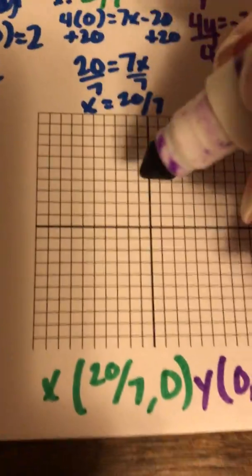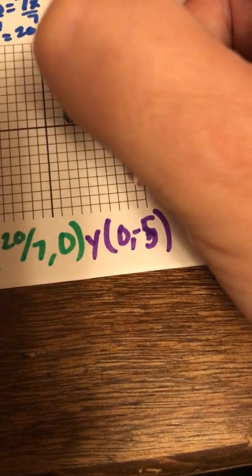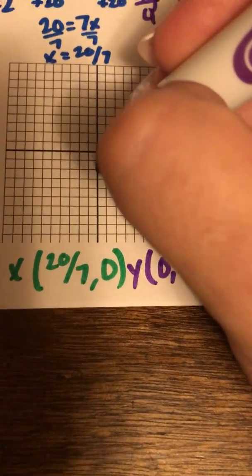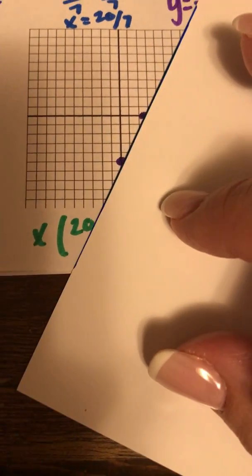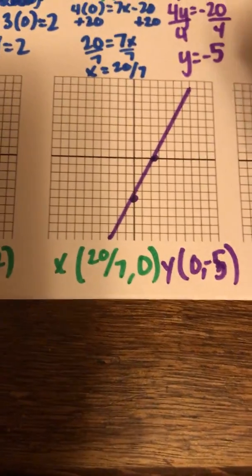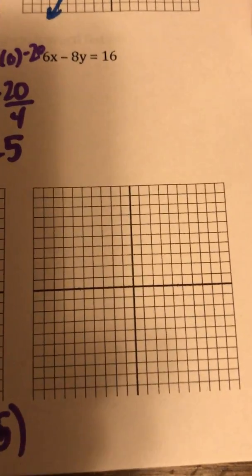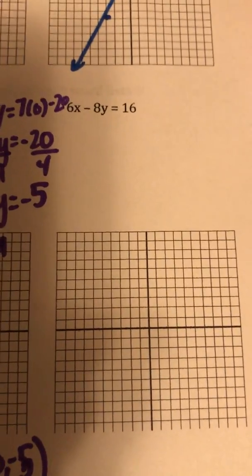All right, so x is 20/7, which is almost 3. So we'll go almost to 3. And then our y-intercept is (0, -5). We will line this up. And there we are. All right, now there's one more here. Again, go ahead and pause the video and try this one yourself, and then come back.